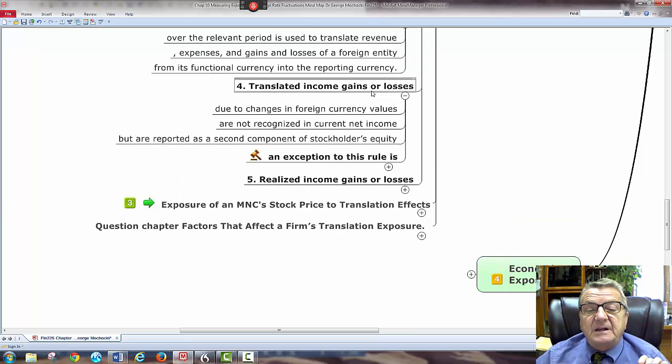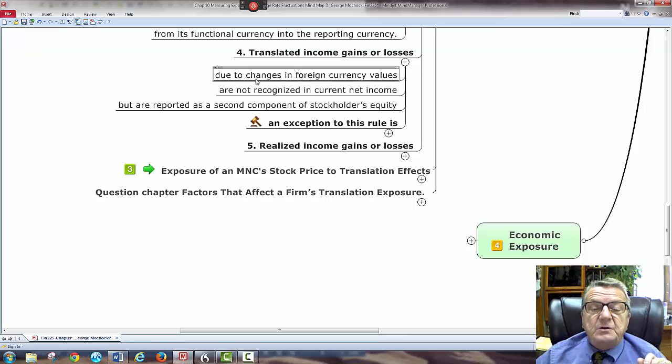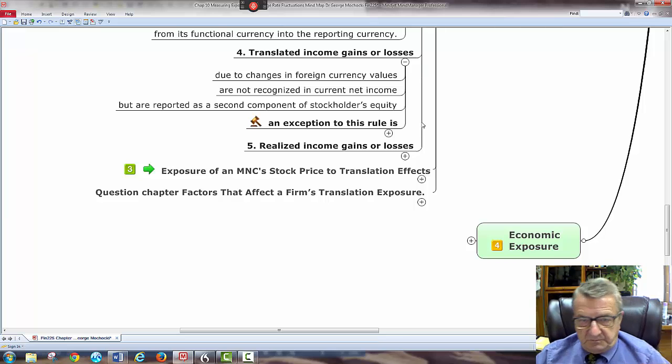Okay, translated income, gains, or losses due to changes in foreign currency values are not recognized in current net income, but are reported as a second component of stockholders' equity. Okay, highlight stockholders' equity, income. Remember, I want you to start learning your mind maps. Utilize them. I put more words than you needed; it's easier. I'm converting you. As you go to the end, you're going to see very short, brief entries, boom, boom. What the heck is he saying? It doesn't make sense. It makes sense if you read the material.